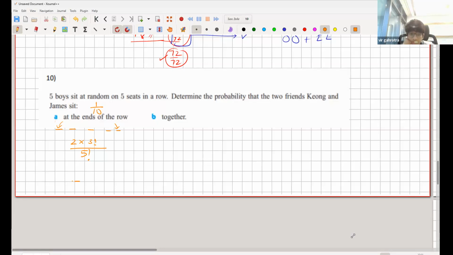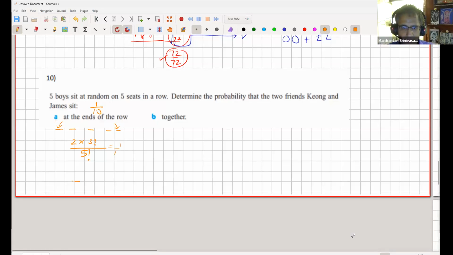2 and 3 factorial by 5 factorial, which simplifies to 1 by 10. Okay. Another way I was thinking was, some 2 people have to sit at the ends, right? So the ends are special locations. Let's say there are 5 friends, let's give the others also some names. So J, K, let's say the other 3 names are L, M, and N, right? This is J and K.